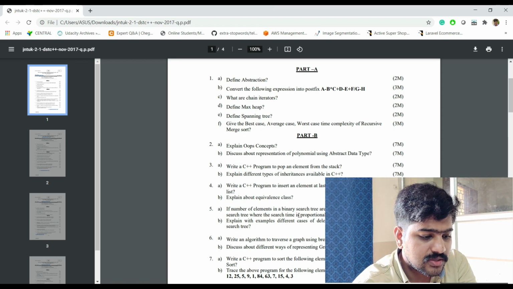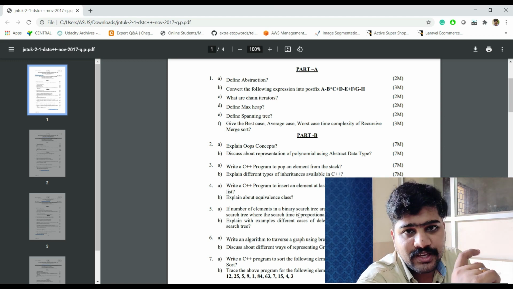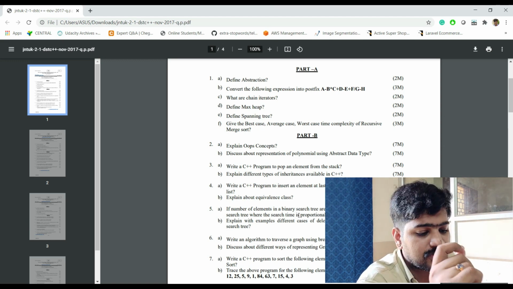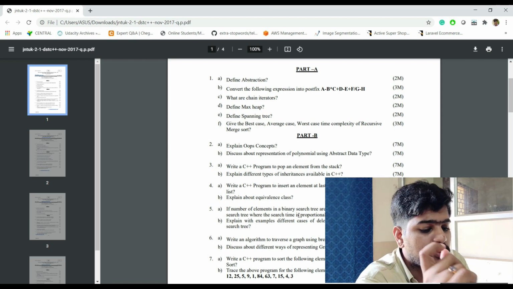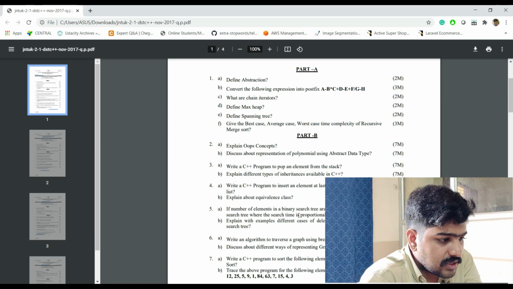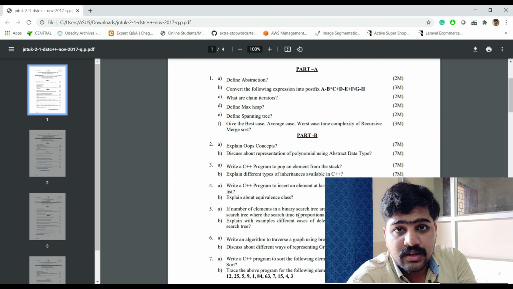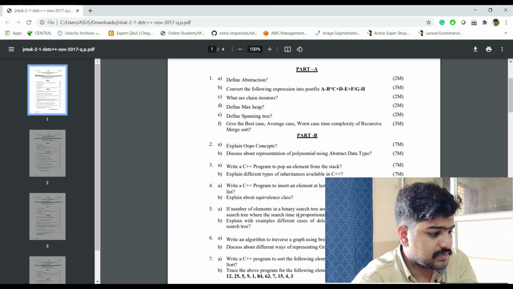And a recursive merge sort. Merge sort is also one of the major concepts. That means divide and conquer. You need to focus on the words divide and conquer. So these are the few things you can learn from the DS subject.